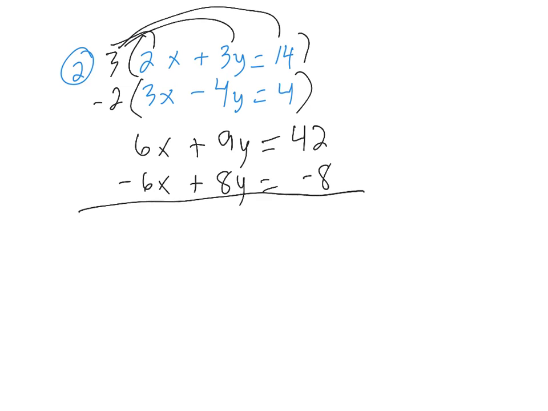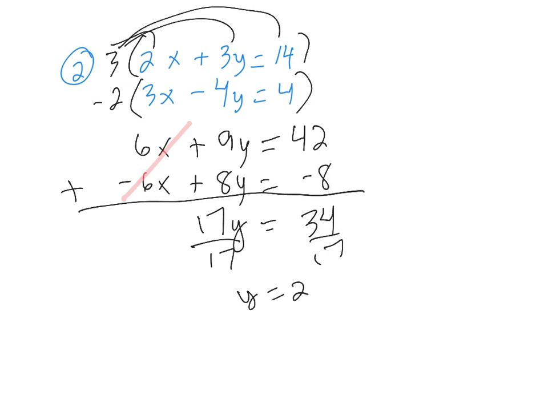Now we're ready to add them together. 6x plus negative 6x is, they cancel out, so 0 there. 9y plus 8y is 17y. And 42 minus 8 is 34. To get rid of the number next to the variable, we divide. So y equals 2. 34 divided by 17 is 2.